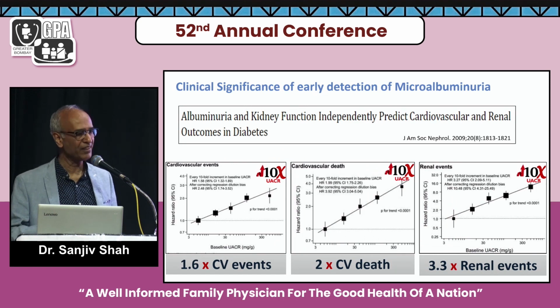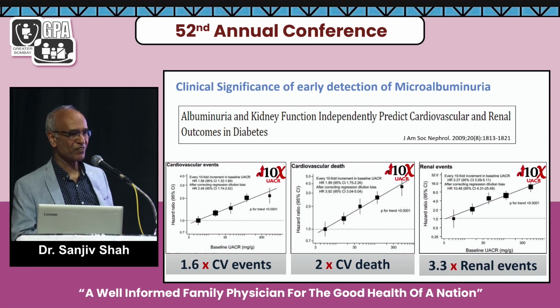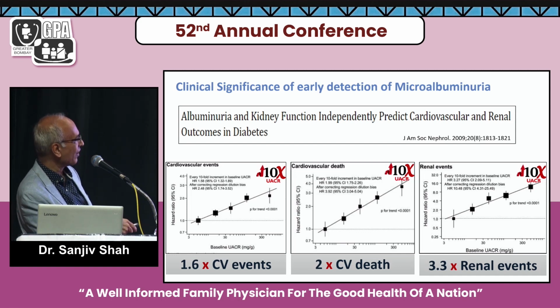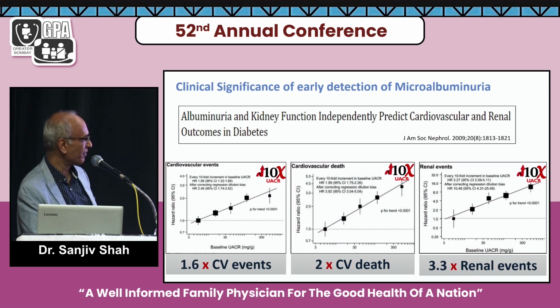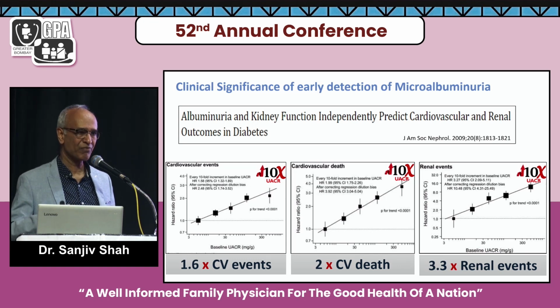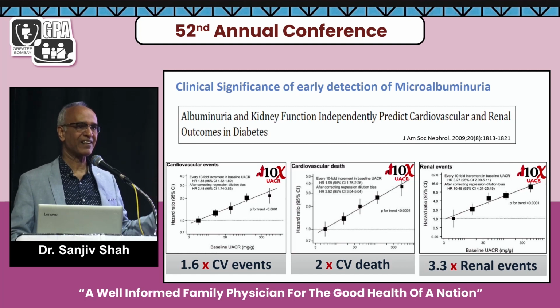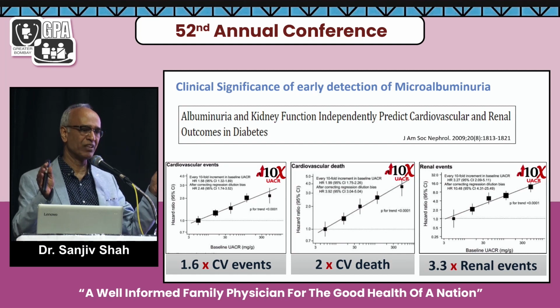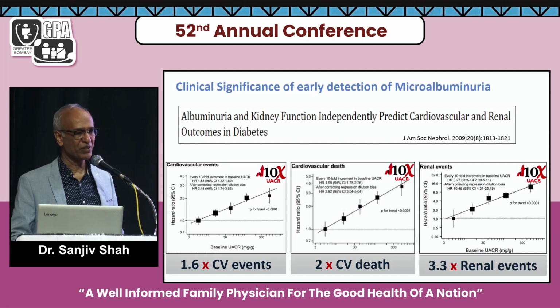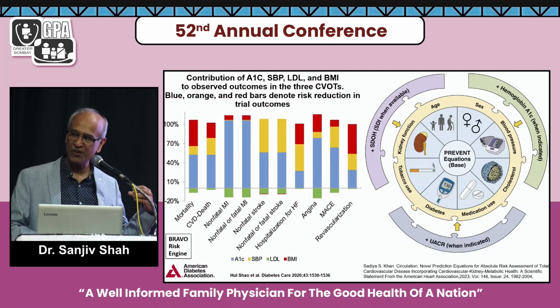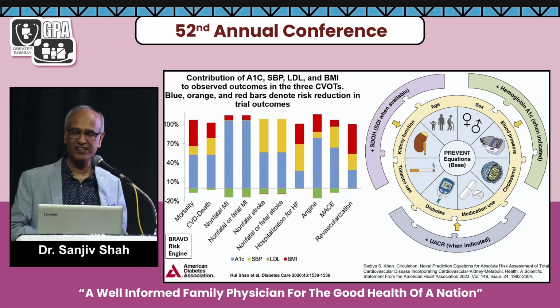Now what is the significance of early detection of microalbuminuria? This is nephrology paper which looked at cardiovascular events, cardiovascular death, and then renal events. 1.6-fold, 2-fold, and 3-fold. So this is a predictor of a future event. So you define the people into a risk category and act accordingly. Everybody looks similar as a glucose disorder, but you don't act. So you need a risk prediction. So I take you into how do you predict a risk when an individual is sitting in front of you.